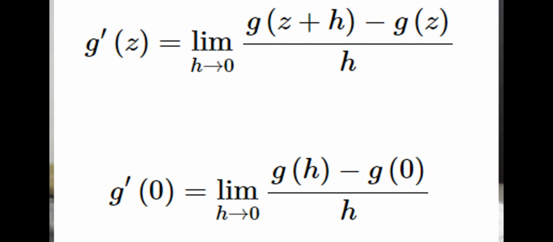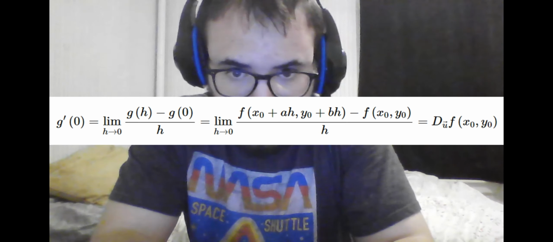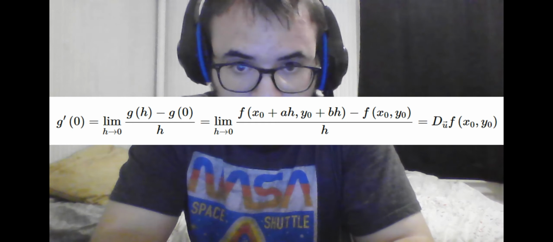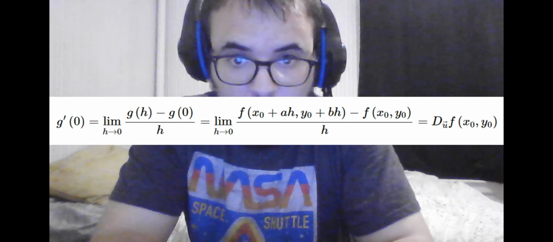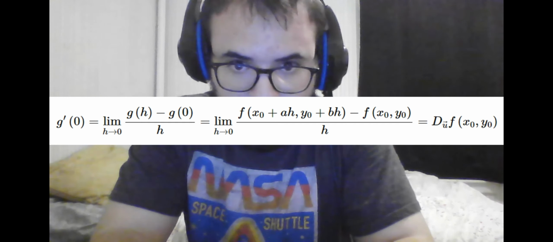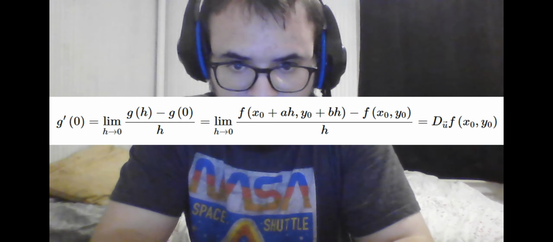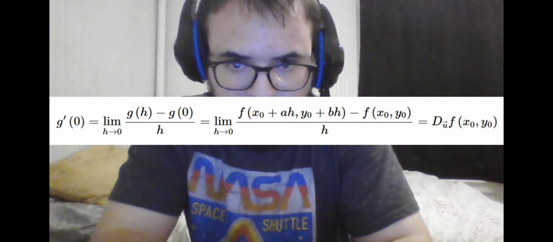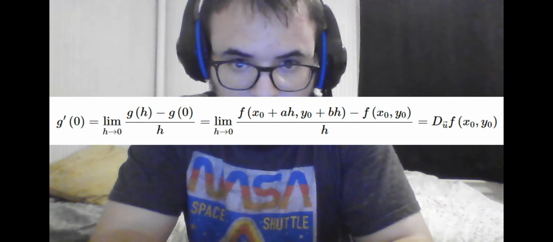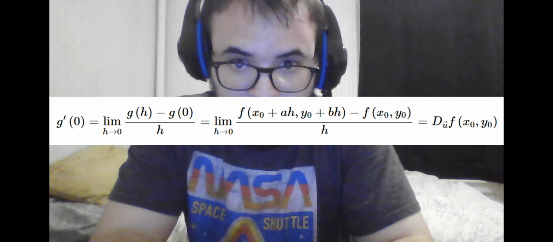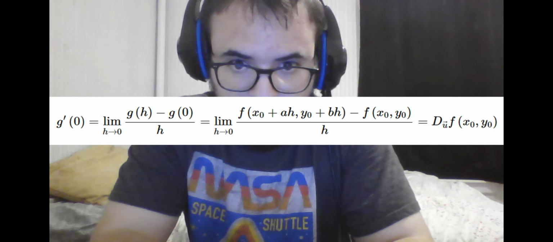And we can see, fortunately for us, that with some foresight, the derivative at z equals 0 can be rewritten as the limit of g at point h minus g at point 0 all over h as h approaches 0. And this is beginning to look like the exact definition of the directional derivative we saw earlier. So now, since we know g is a function of x and y at the same time, g of z equals f of x comma y, where x is x sub 0 plus a times z and y is y sub 0 plus b times z.